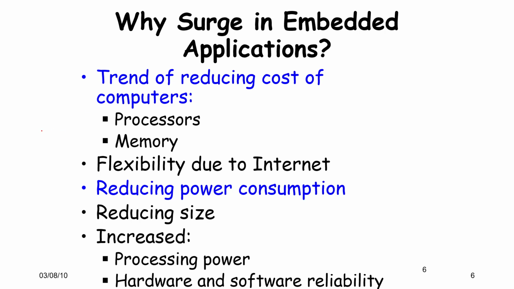So, why such a surge in embedded applications? Long back, washing machines were mechanical; they did not have a lot of electronics. Or maybe they had simple circuits, but they definitely didn't have full-scale processors with programming environments. Now they do because of the reduced cost. There is a lot of flexibility because of the internet, in the sense that we have Amazon Alexa, which can control our lights, our fans, everything. Power consumption has reduced, size has reduced, and the processing power has increased substantially. Even basic hardware and software reliability has increased to such an extent that these processors can now be used.